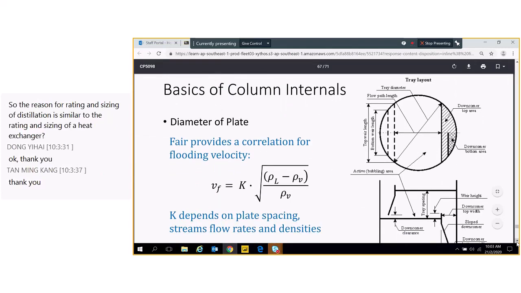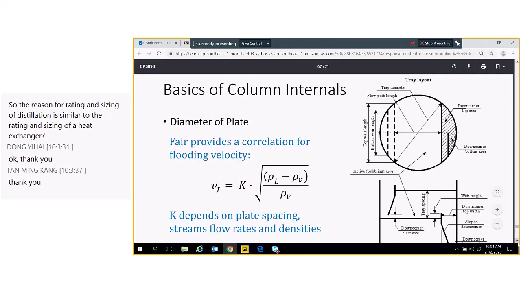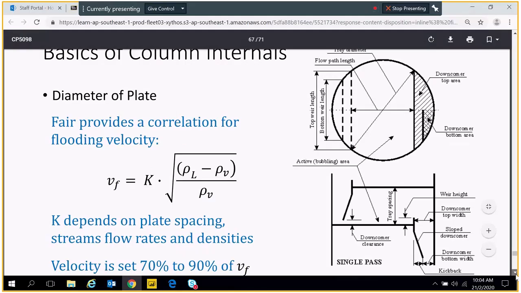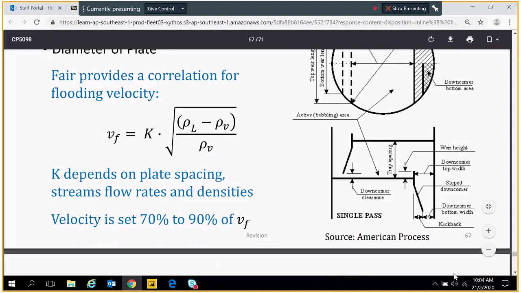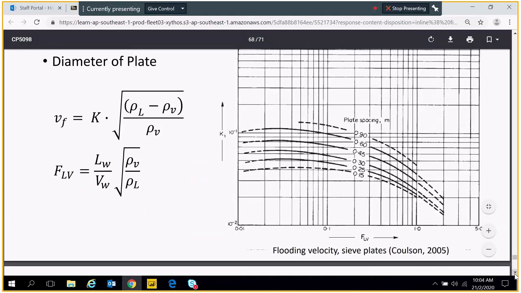All right, so this one is the flooding velocity. But now the K is dependent on plate spacing, liquid flow rate, vapor flow rate, and the liquid and vapor density. And velocity is set at 70% to 90% of the flooding velocity, VF. Remember this.